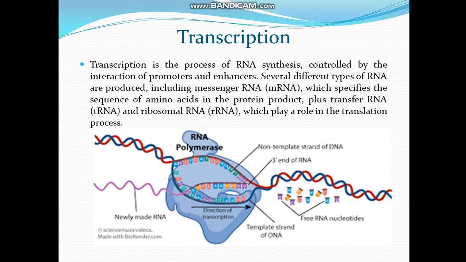The next is transcription. Transcription is the process of RNA synthesis, controlled by the interaction of promoters and enhancers. Several different types of RNA are produced, including messenger RNA or the mRNA, which specifies the sequence of amino acids in the protein product, plus transfer RNA or the tRNA and ribosomal RNA, the rRNA, which play a role in the translation process.